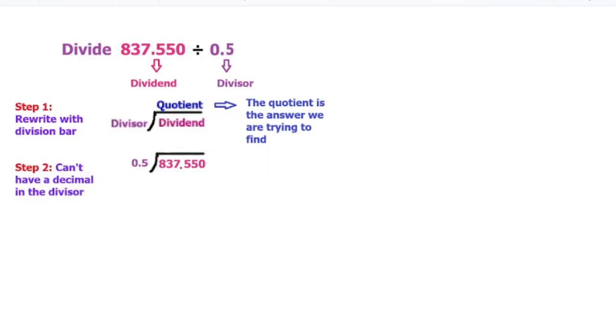Now, something you have to remember is you can't have a decimal in the divisor. Okay, very important. Can't have a decimal in the divisor. So what do we do about that? What you have to do is move the decimal over once to the right. And because you've done that to the divisor, you have to do it to the dividend. So we have to move the decimal over once here as well, okay?